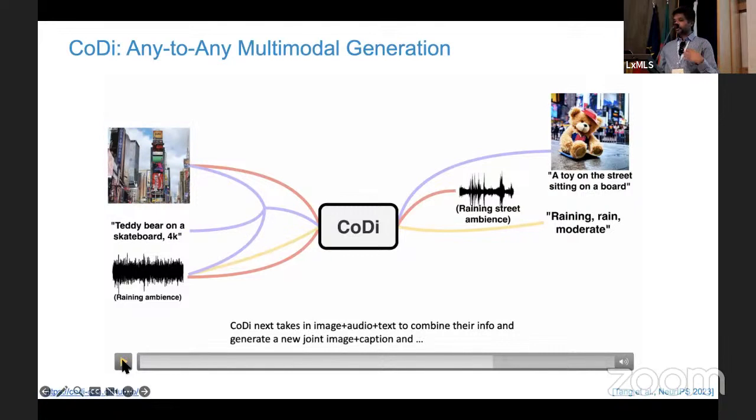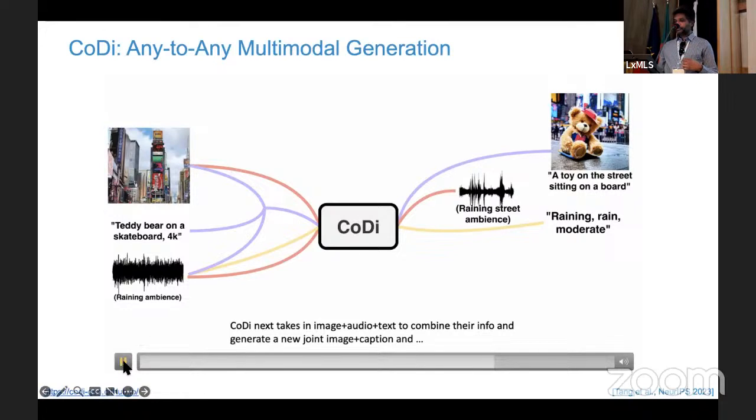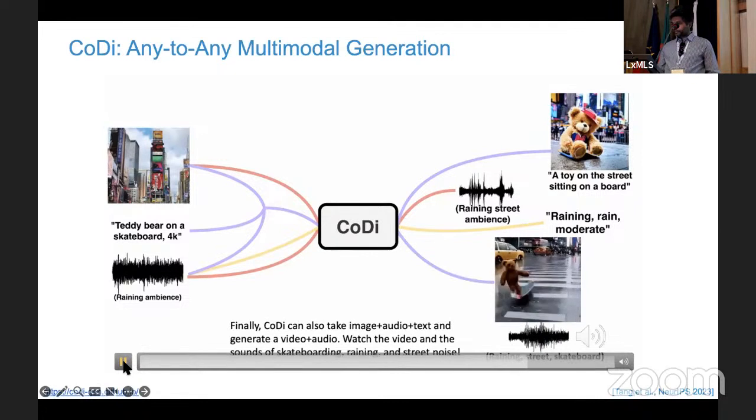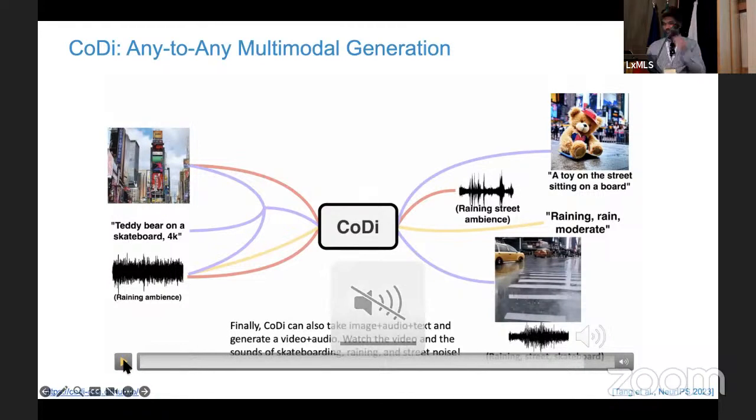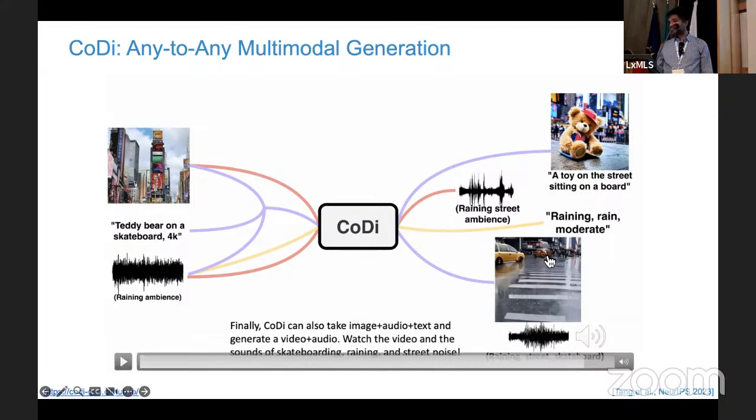Now I can be even more complex. I can say, can you generate a video and audio for these three inputs? The audio is important here, so let me mute myself first. The point here is that first of all, you will see the busy street. Let's do it one by one. The image input is being seen in the background of the video, the same kind of New York Times Square scenario.